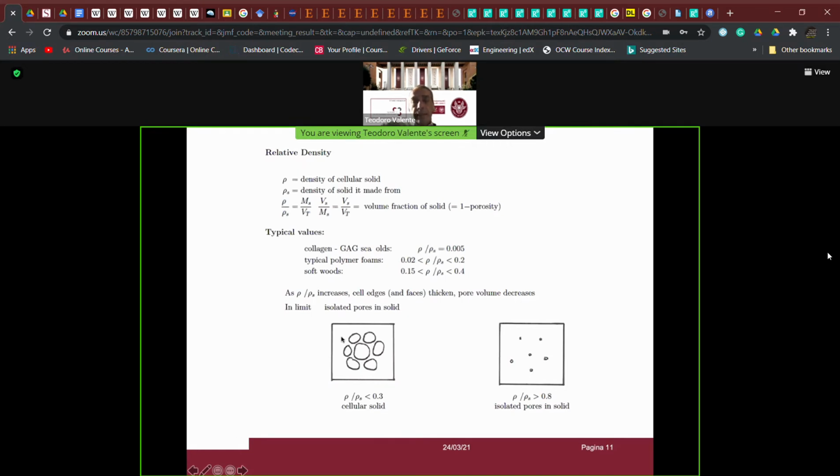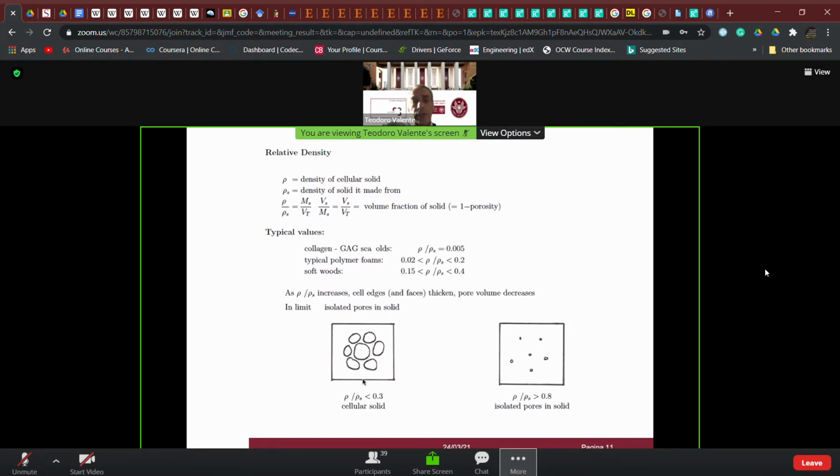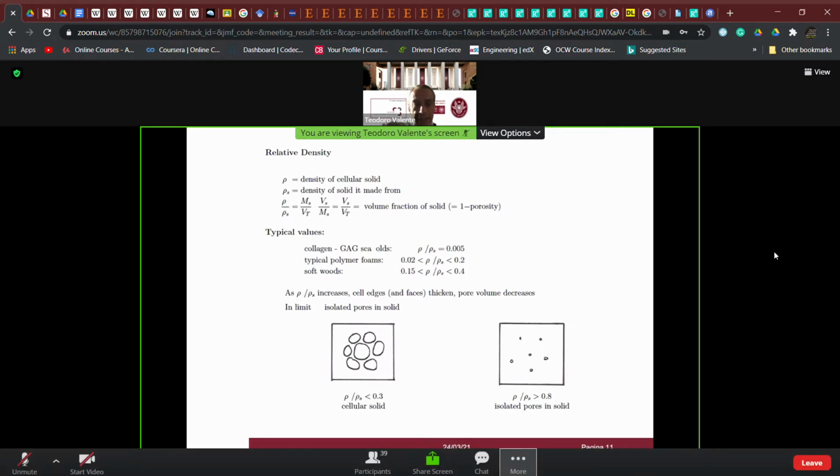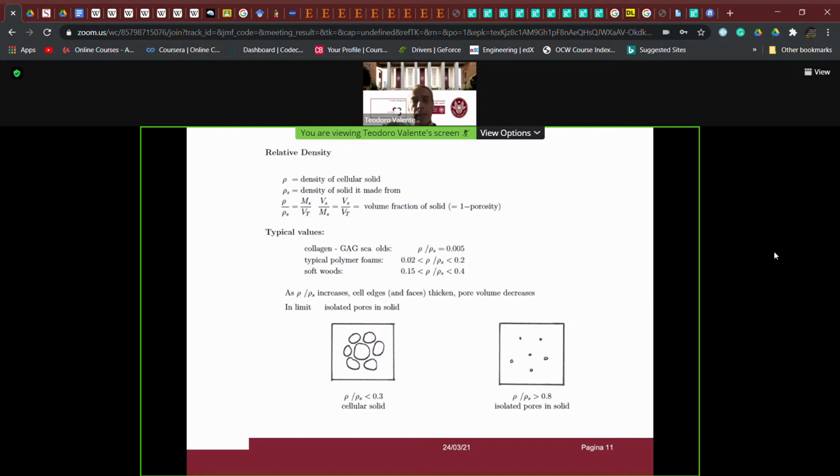We said, and I want to underline again, that we are thinking about cellular solids for which the ratio between the real density of the cellular solid and the mass density of the corresponding bulk is lower than 0.3. Otherwise, we should talk about pores inside the solid. Now we are in this situation, and all that we will discuss refers to this situation, which is the usual situation in real engineering cellular solids.